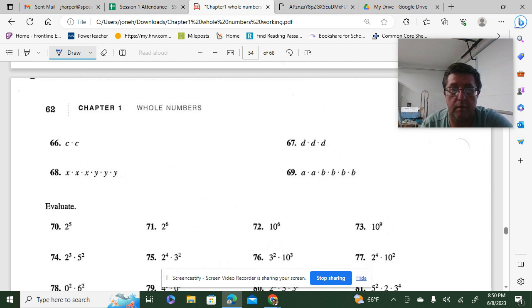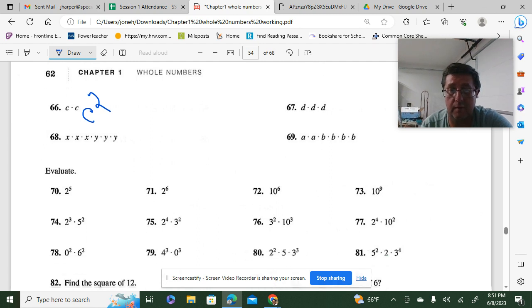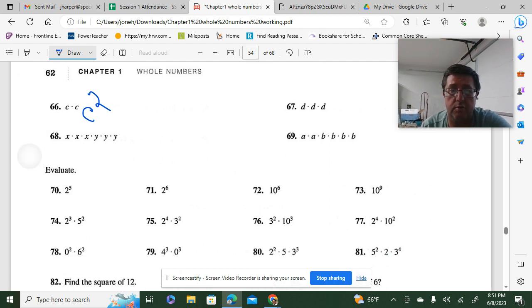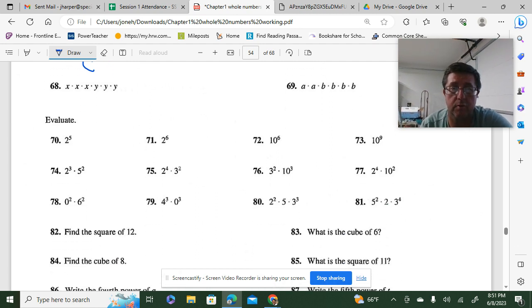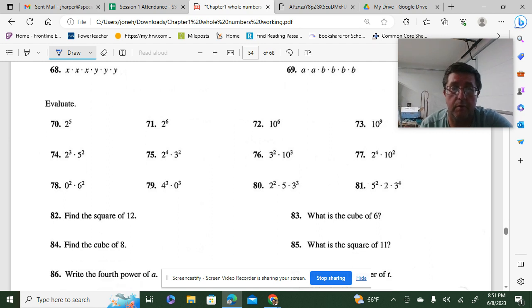Okay, this down here shows a variable, c times c. Well, that is just c squared. You don't know what c is, but it doesn't matter because you're not answering for c. You're just writing it as an exponential equation. So now here it says evaluate 2 to the fifth power.